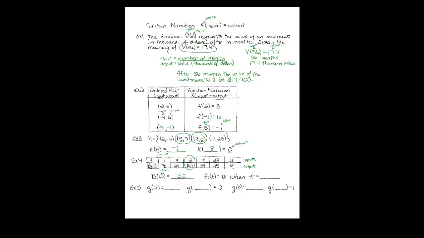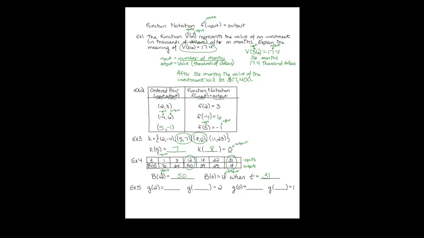Next question, b of t is equal to 18 when t is equal to what? Here, 18 is the output value. So we're looking in the bottom row for an output of 18. That occurs right here. The output is 18 when the input is 31, so b of t equals 18 when t equals 31.